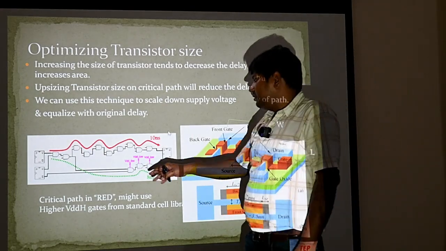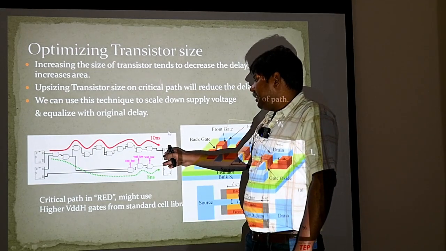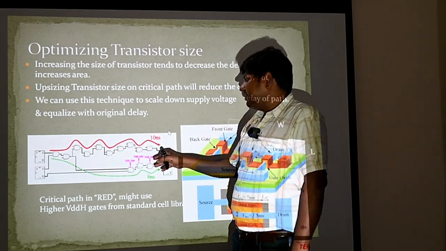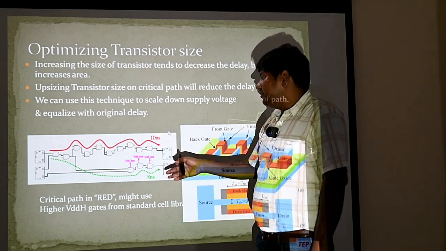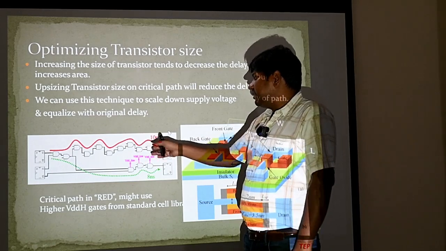Otherwise, what will happen? While data is supposed to reach at the same point of time, this will take more time because there are more gates in between, and delay will be more. So we optimize in such a case by putting faster gates through the increased transistor size.